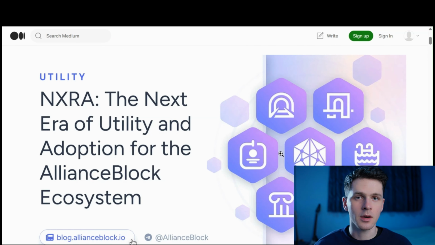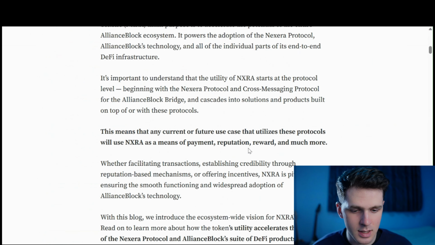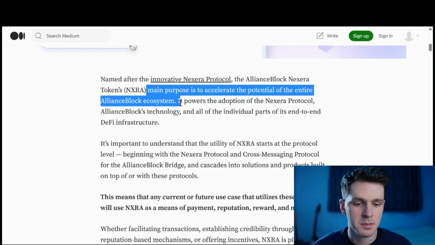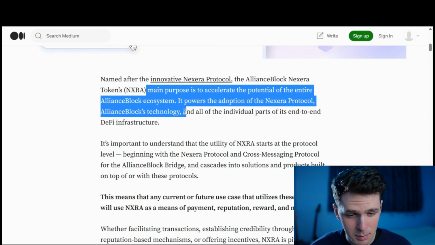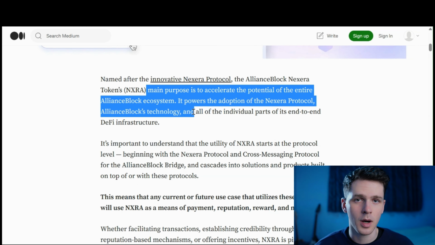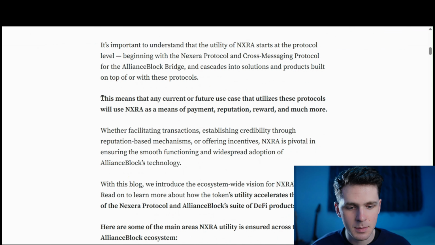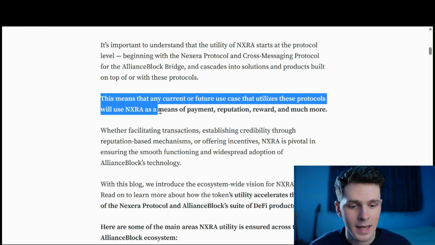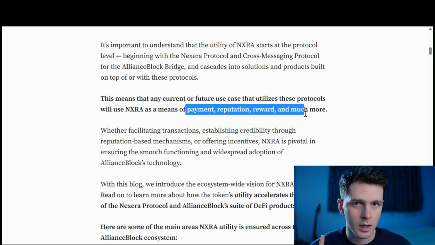Now if I focus on NXRA's utility, I will leave this down below for anyone wanting to look further. We're going to skim over this very quickly, but we can see here NXRA's main purpose is to accelerate the potential of the entire AllianceBlock ecosystem. It powers the adoption of the NXRA protocol, AllianceBlock technology, and all the individual parts of the end-to-end DeFi infrastructure. So in short, any current or future use case that utilizes these protocols will use NXRA as a means of payment, reputation, reward, and much more.